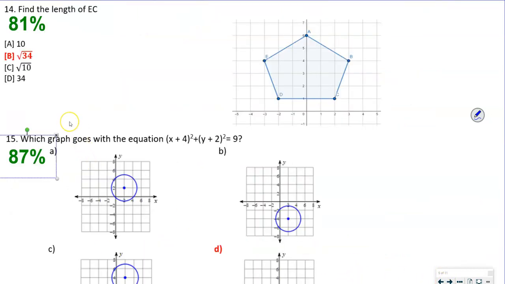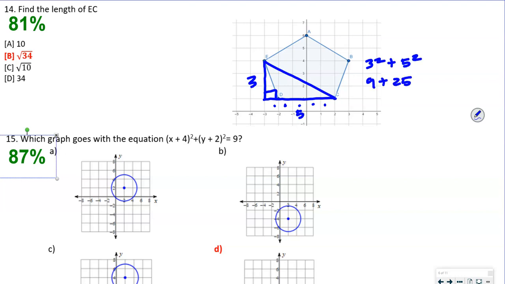So the next one says find the length of EC. So by now we've done this a lot, so y'all should definitely have this process down by now. So we're going to go straight down and straight over, right? So we created a right angle. So this is 3, and this is 1, 2, 3, 4, 5, 5. So we're going to do 3 squared plus 5 squared. So that's going to be 9 plus 25. So that's 34. And remember, we're taking the square root of this, okay?